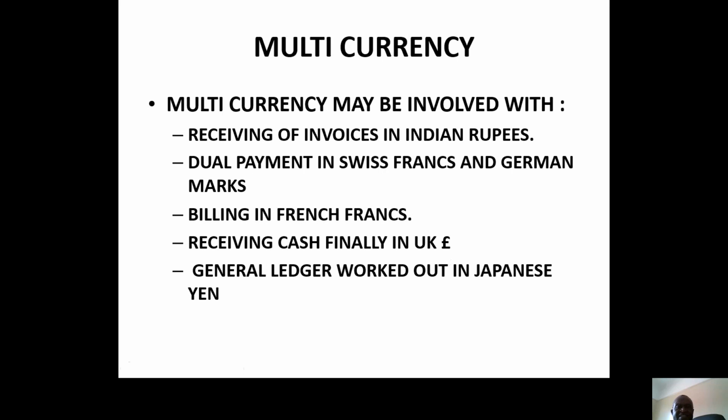Multi-currency. Very interesting. Receiving invoices in Indian currency, your payment in German marks, billing in French francs, receiving cash finally in US dollars, US pounds, general ledger worked out in Japanese yen, in the same system, the enterprise resource system. It's multi-currency. That's why it grows. That's the reason why. It doesn't have any boundaries, right?